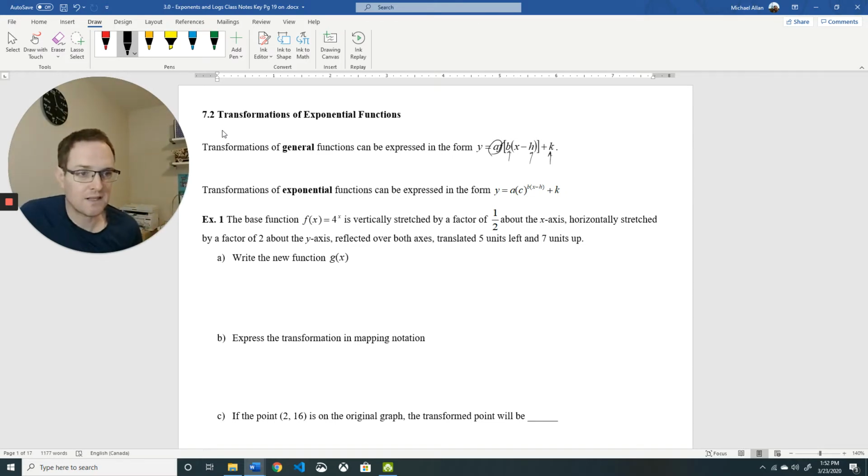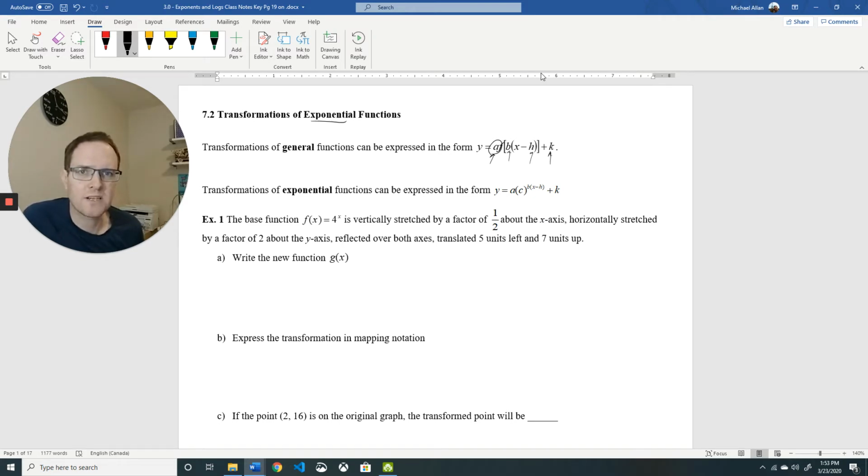So just remember that, but this general form that we have here can be applied to any function. It doesn't matter what function we're talking about. We've applied it to polynomials, rational expressions, radicals, and quadratics already. Now we're just going to apply it to exponential functions and see how that goes. Most of this lesson will be kind of a review.